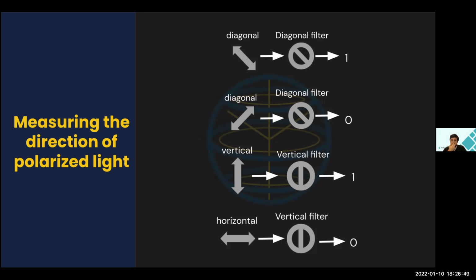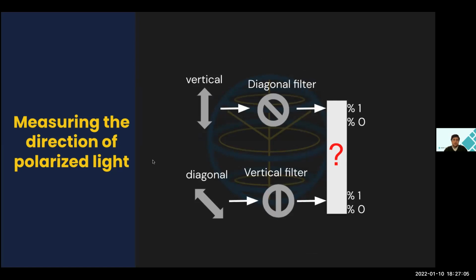The same thing happens if we have a vertical or horizontal filter. If we put vertical light through a vertical filter, we get a 1, and horizontal light through a vertical filter, we would get a 0. Now, I have a question for you all. I will open up the poll. What do you think would happen if we put vertically polarized light through a diagonal filter and diagonal through a vertical filter? I'll give y'all a brief moment to answer that.